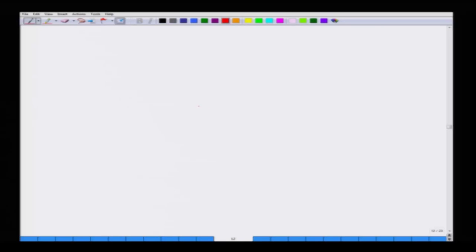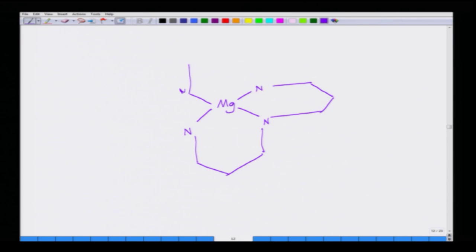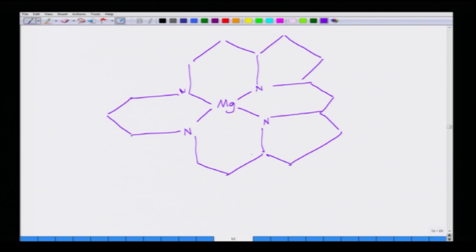I told you, there is a magnesium in the center, which is all fine. The nitrogen, nitrogen, nitrogen, and nitrogen. Okay, up to this it was all right, and the mistake I made was out here.